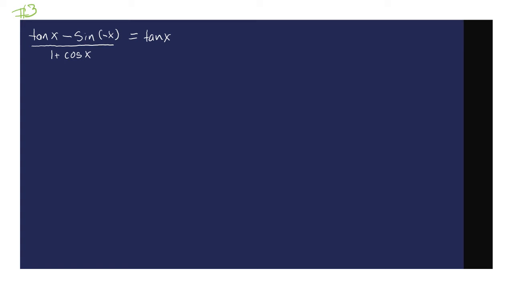We have tangent of x minus sine of negative x, all over 1 plus cosine x, equals tangent x. So I'm definitely going to choose to simplify one side, and I want to match. My goal is to get the left-hand side to equal tangent of x. The first thing that I'm going to tackle is this sine of negative x. Sine is an odd function, meaning that sine of negative x is equivalent to negative sine of x.